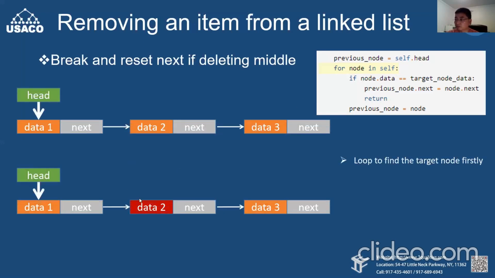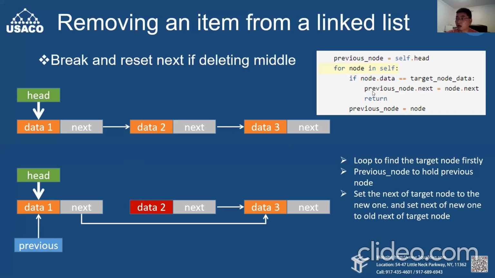This is the list. I try to remove data 2. First I need a loop to find the target node. To be able to remember the previous node, I create another variable called previous node, which holds the previous node. So here I found that data 2's previous node is data 1. Once I find this, the next of previous node, which is data 1, should point to data 2's next, which is data 3. Look at how the pointer changed.